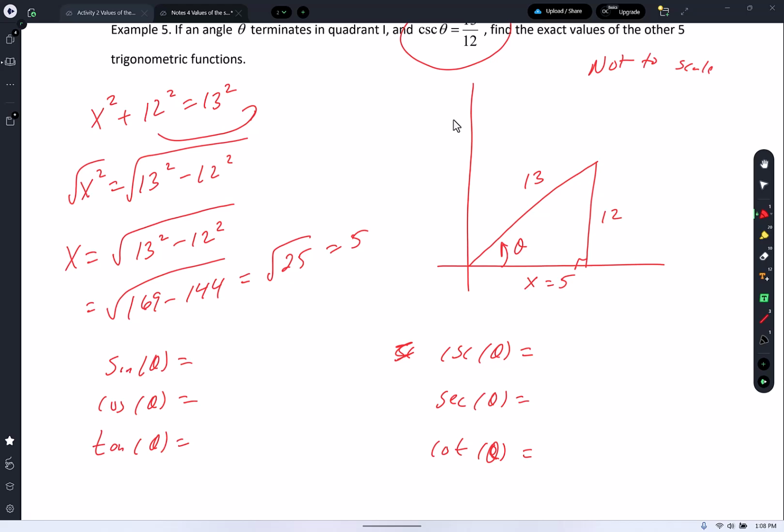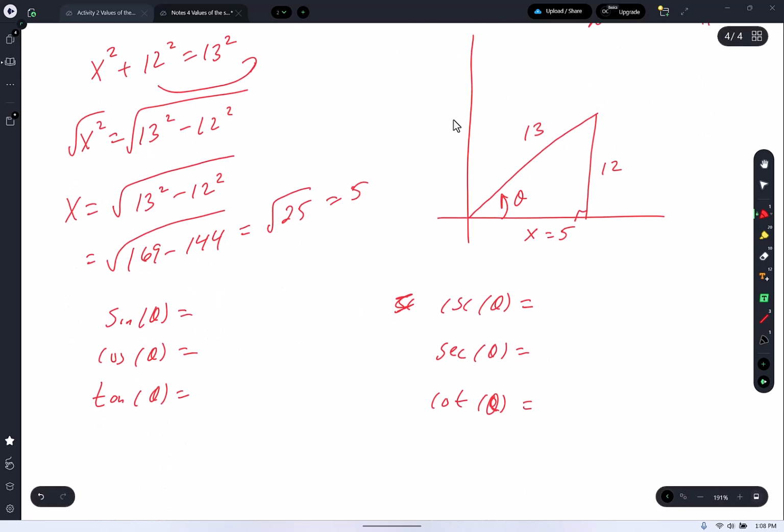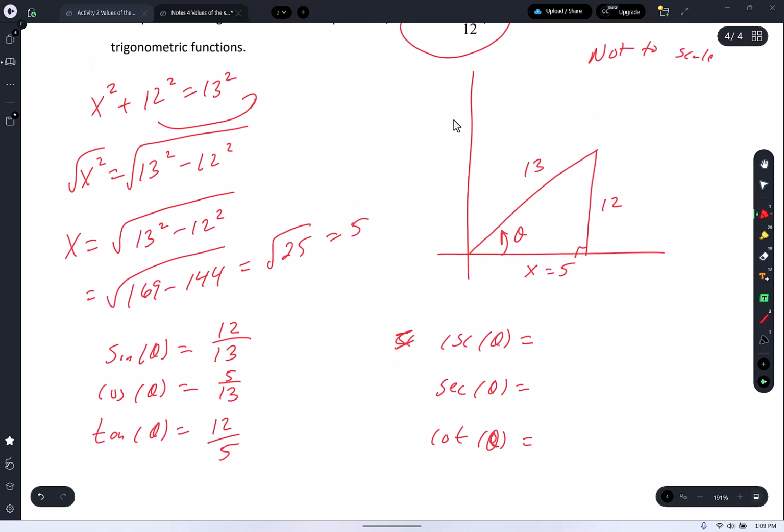Sine was kind of already given to me, not immediately, but it was kind of given. Cosecant is 12/13. Cosine is what? Yeah, 5/13. Not everyone at the same time. What's tangent? 12/5. Cosecant was given. Secant is the reciprocal of cosine. And then finally cotangent.